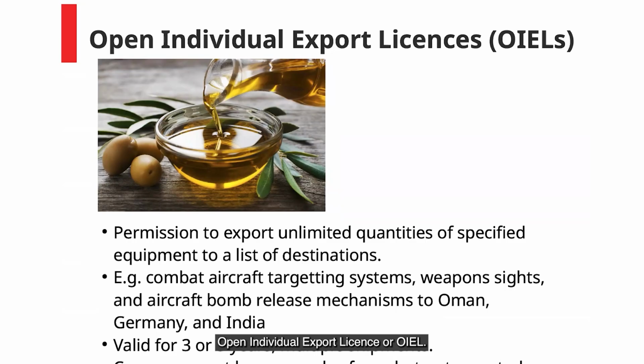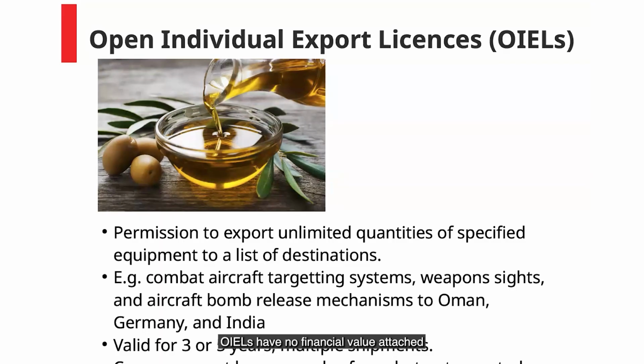Next is the Open Individual Export License, or OIEL. This allows for the export of unlimited quantities and value of the specified equipment to one or more destinations listed on the license. Some OIELs cover only one destination or a few, but some allow exports to well over 40 countries. They sometimes also cover a very long list of types of equipment. OIELs are usually valid for 5 years, although some are only valid for 3.